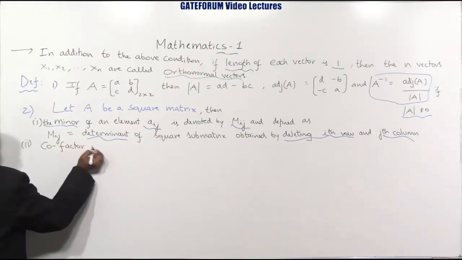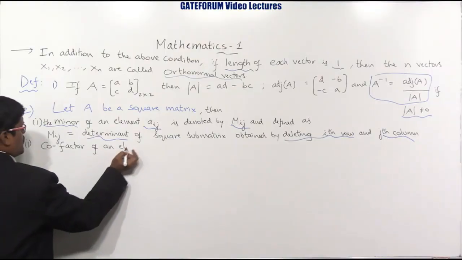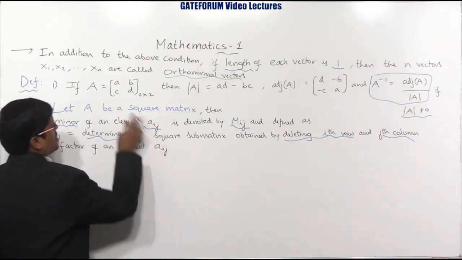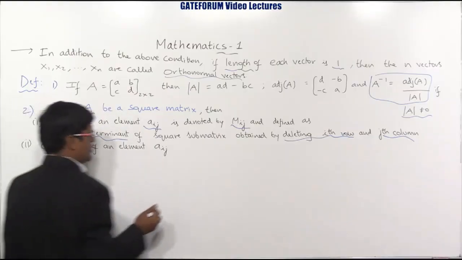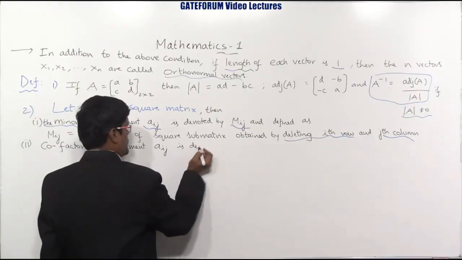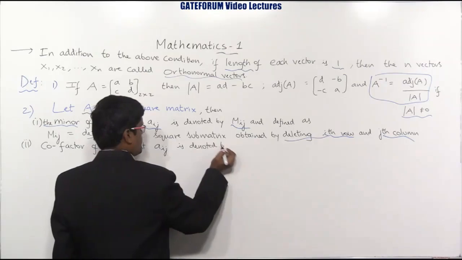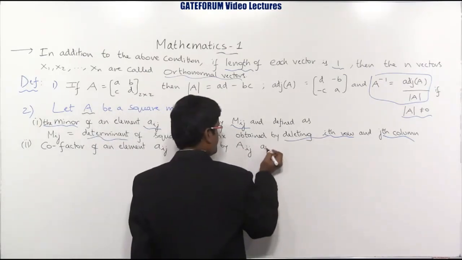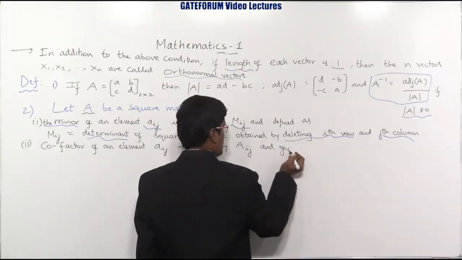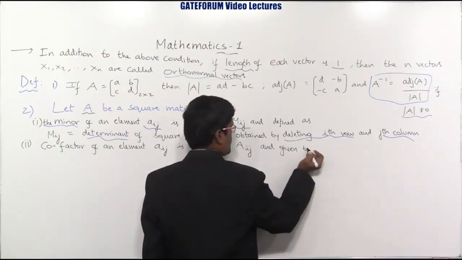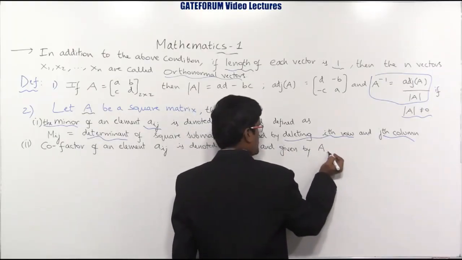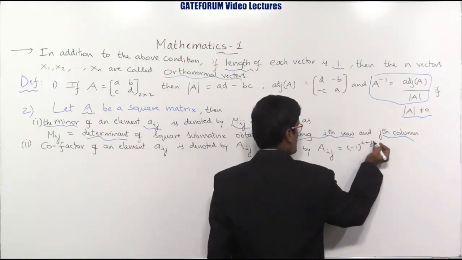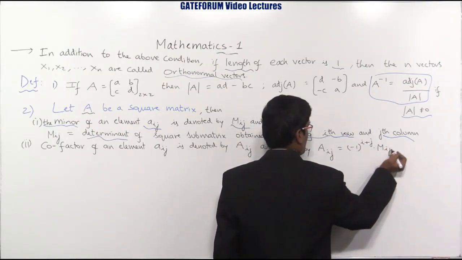Number 2, the cofactor of an element, where I am taking this Aij from the given square matrix only, is denoted by capital Aij and defined as capital Aij equal to minus 1 whole power i plus j into Mij.